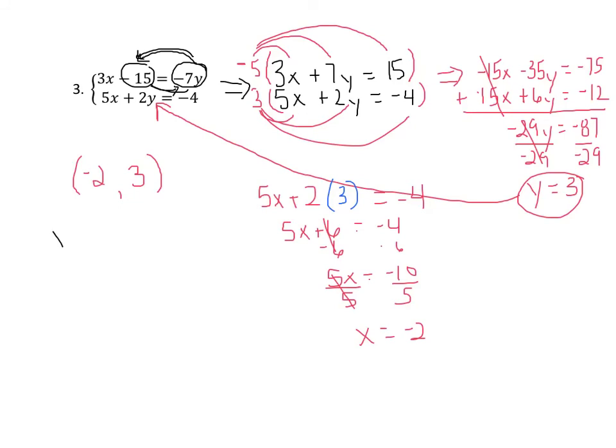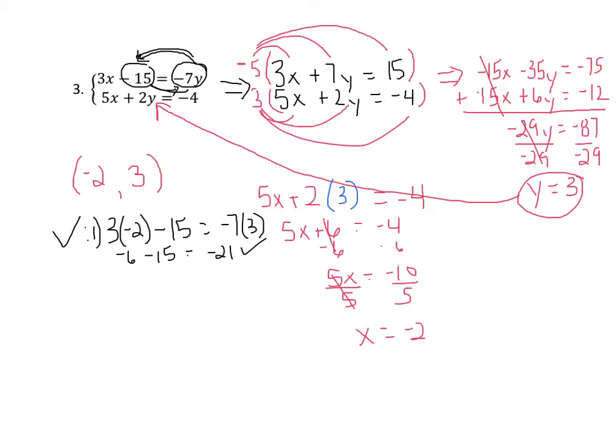Now, do a check just to make sure. Let's take the top equation, 3 times your x value, negative 2, minus 15, and that should equal negative 7 times your y value, which is 3. Let's see if it does. 3 times negative 2 is negative 6, minus 15 equals negative 21. Does it? Yes, it does, so that checks.